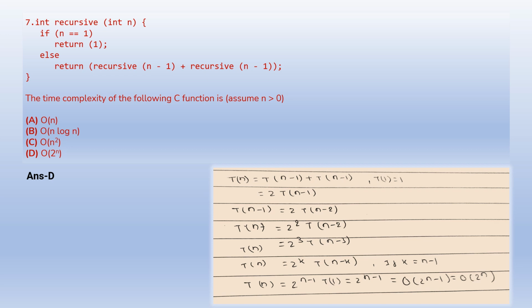So we will forget the minus 1. It is a constant value, so finally it would be order of 2 to the power n. So here the answer will be D.